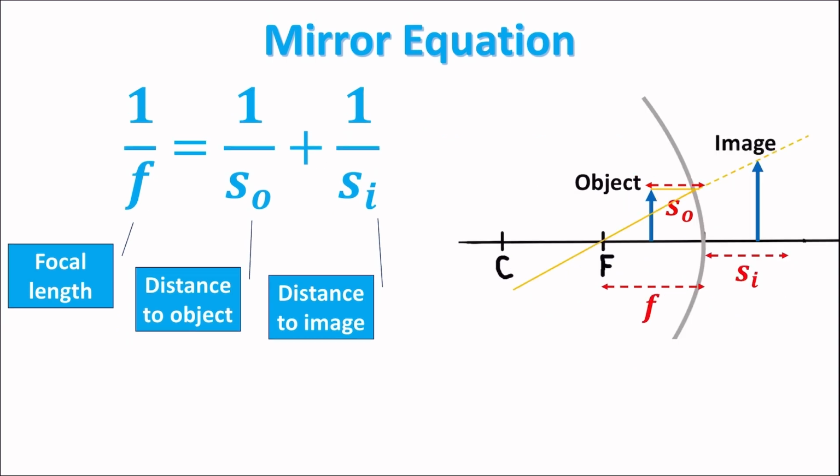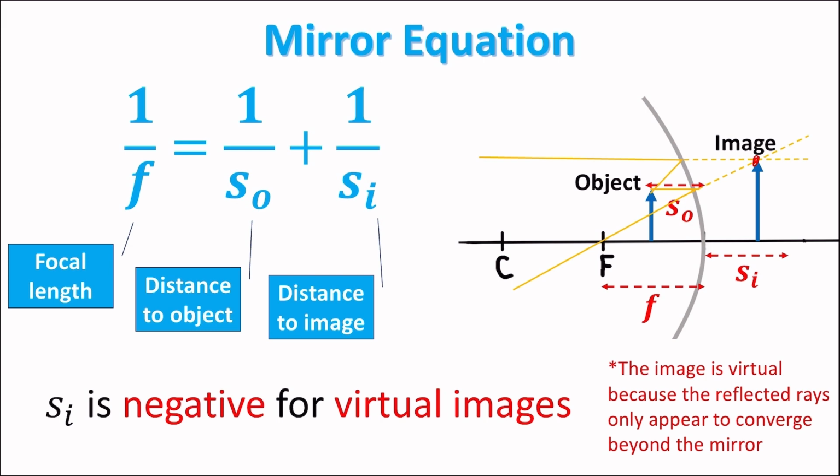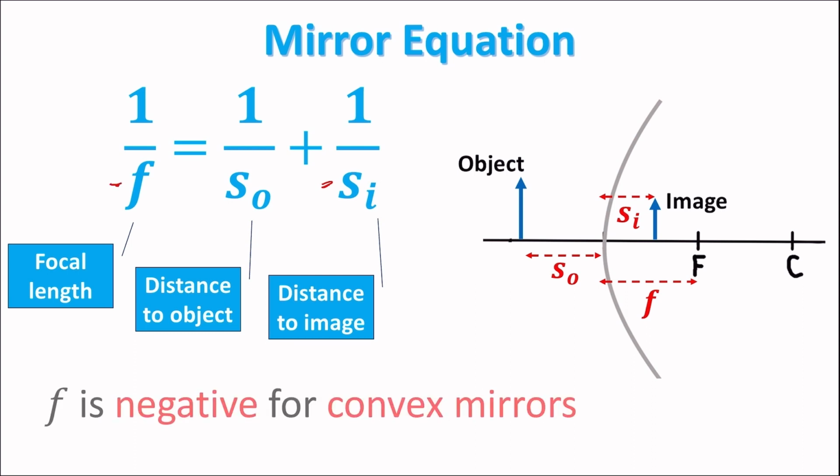Here, the light rays don't actually converge, and they only appear to converge behind the mirror and originate at some point where the image is formed virtually. In the case of a virtual image, the value of SI in this equation, the image distance, is defined as negative. A convex mirror, as shown here, only produces virtual images. So in the case of a convex mirror, SI is always going to be a negative number. In addition, for a convex mirror, since the focus is on the opposite side as the object, the focal length is defined as negative.